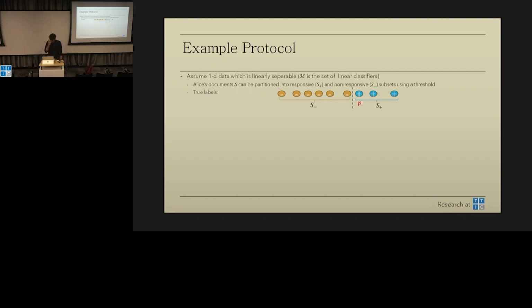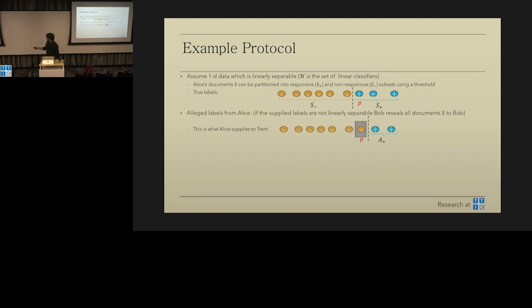So let's just, for example, take the situation where the data is one-dimensional. All of Alice's data are just lying on the line, and let's also assume that it's linearly separable. It's a very simple case. So there is a threshold which separates the non-responsive documents S minus from the responsive ones. So this is the ground truth.